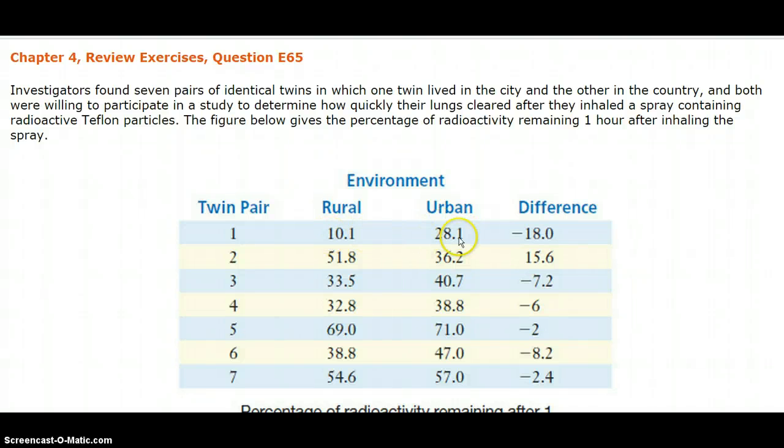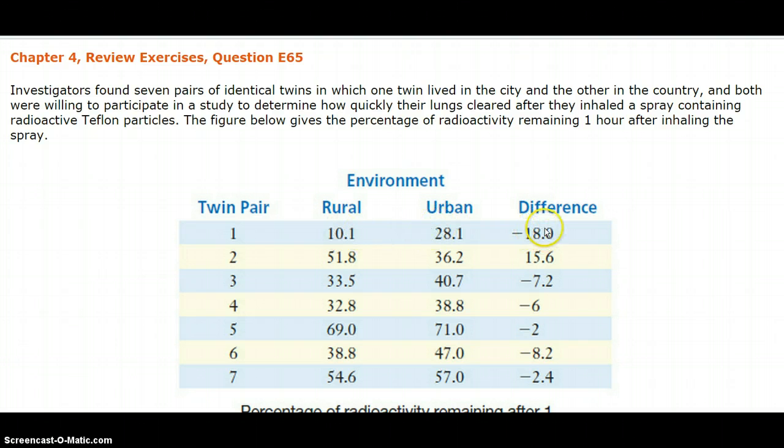So within a given pair of twins, we're interested in which one performed better than the other. So now let's look at the data and see what happened. With twin pair 1, 10.1, 28.1, what does that mean? So percentage of radioactivity remaining. So out of that spray, after an hour, the rural twin only had 10% remaining, whereas the urban had 28% remaining. So this is definitely more desirable. We want to be getting rid of that radioactive particle inside of us.